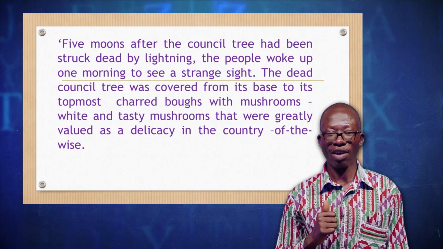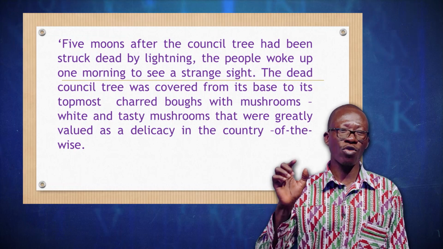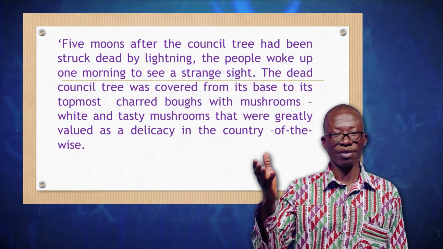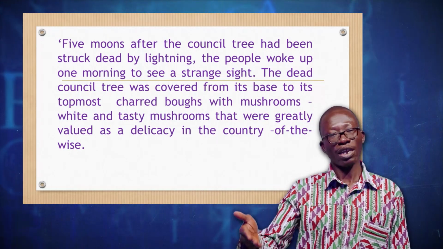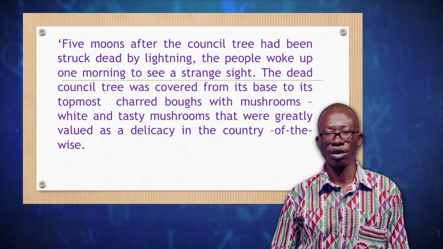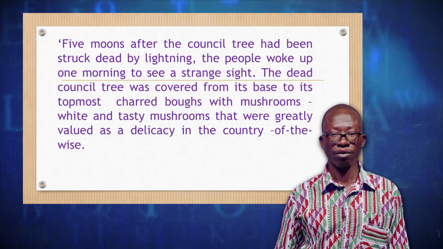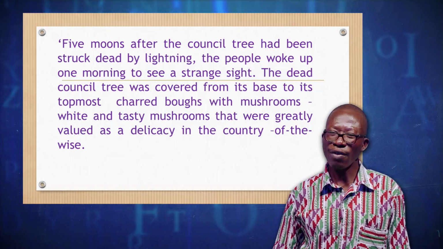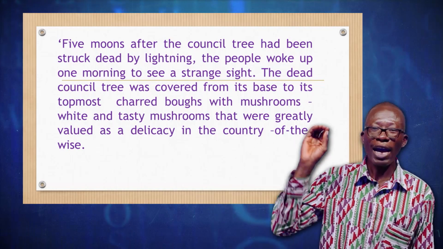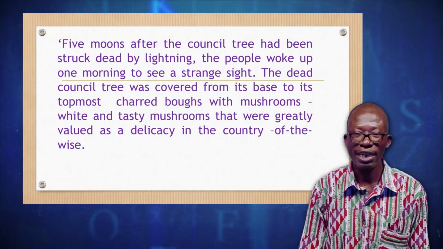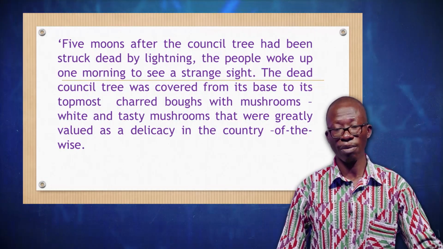Now let's identify them. The dead council tree is a subject there. So the most important subject there is tree. The dead council tree, what tree? Dead council tree. You are just qualifying the subject, the kind of tree. Now was covered is our verb. So a subject-verb relationship is there. Covered from where? From its base to its utmost boughs with mushrooms. So we have the first clause there: the dead council tree was covered from its base to its utmost boughs with mushrooms.